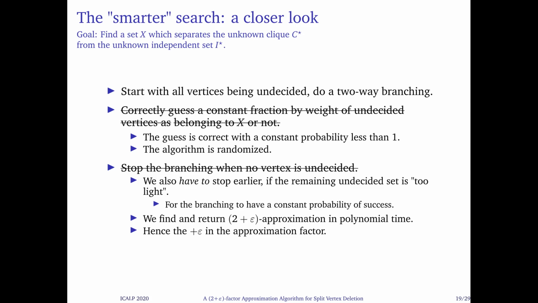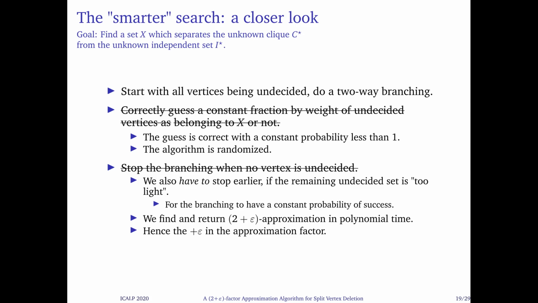So let's take a closer look at this smarter search. We start with all vertices being undecided and do a two-way branching. What we actually do is not a correct guess of a constant fraction of the undecided vertices and putting them in X or not. Our guess is correct only with a constant probability which is less than 1, and the algorithm is randomized.